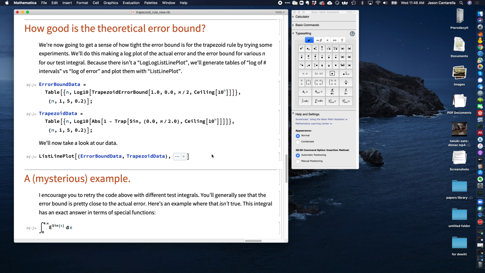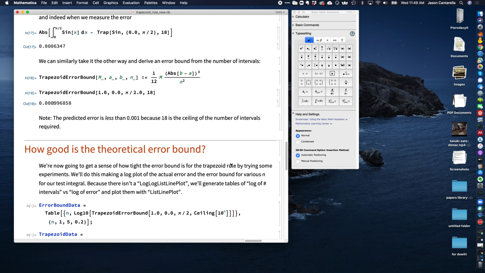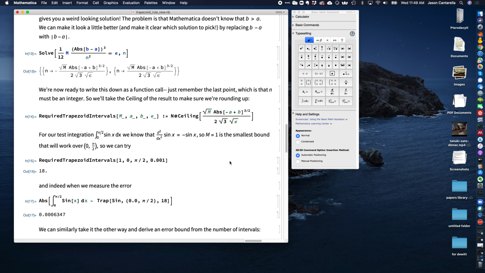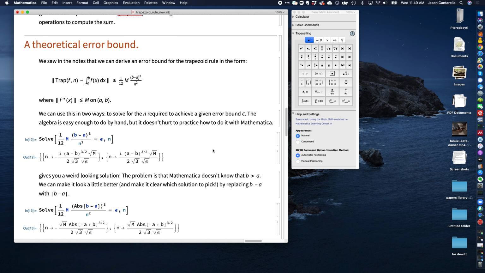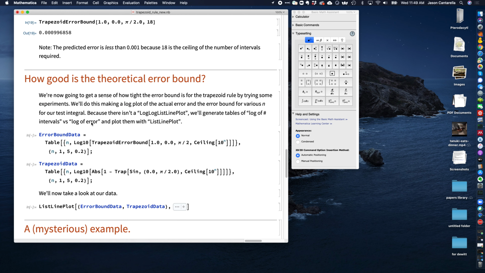This is part 3 of our trapezoid rule demonstration. Remember that last time we gave the theoretical error bound, and I'll scroll back up to it here: 1/12 times the second derivative bound times the cube of the length of the interval divided by the square of the number of subdivisions. So we're now going to look at that for our test integration.